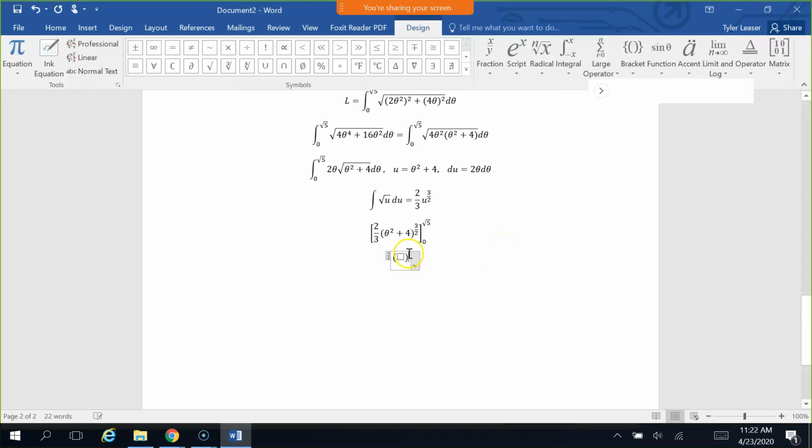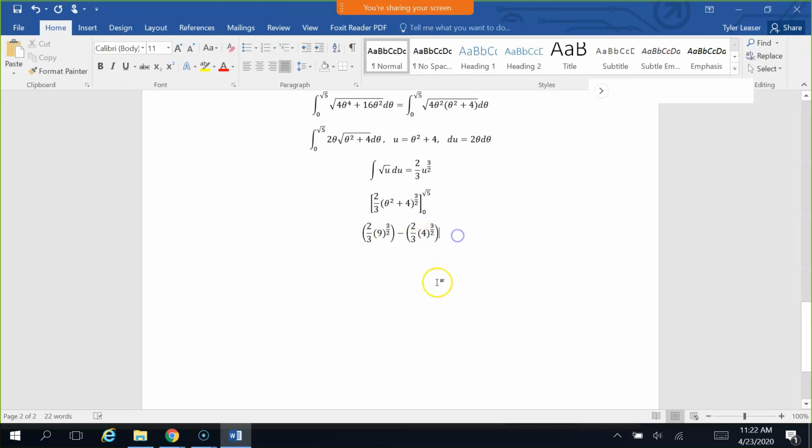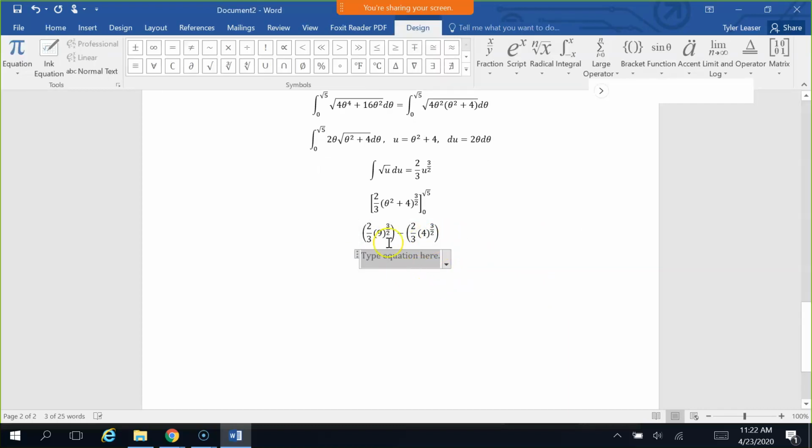If I plug square root of 5 into there, I still get the 2/3. That's going to be a 5 plus 4 is 9 to the 3/2. Okay, that minus plugging 0 in for my theta squared, which is going to give me the 2/3, and then that 4 to the 3/2. All right, I might need a calculator at this point. I'm going to try and do it in my head, but I'd probably get it wrong.